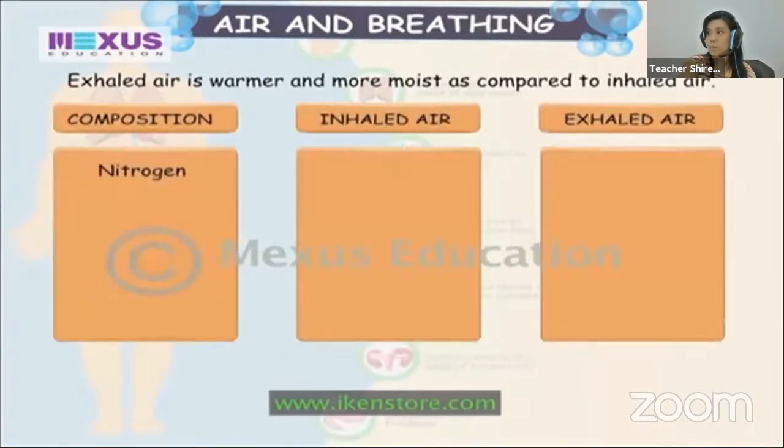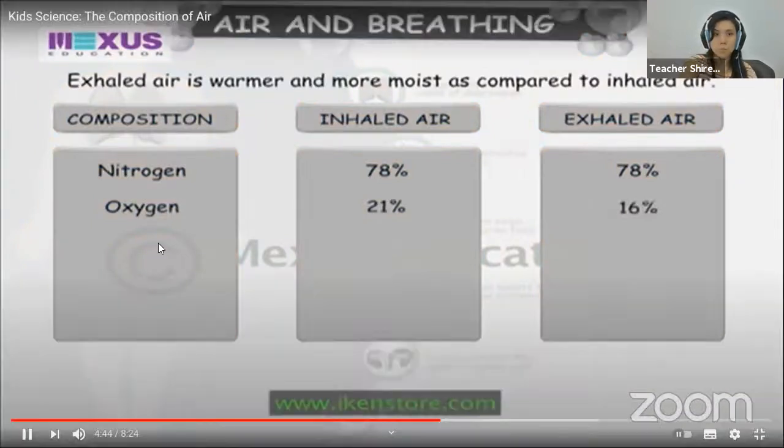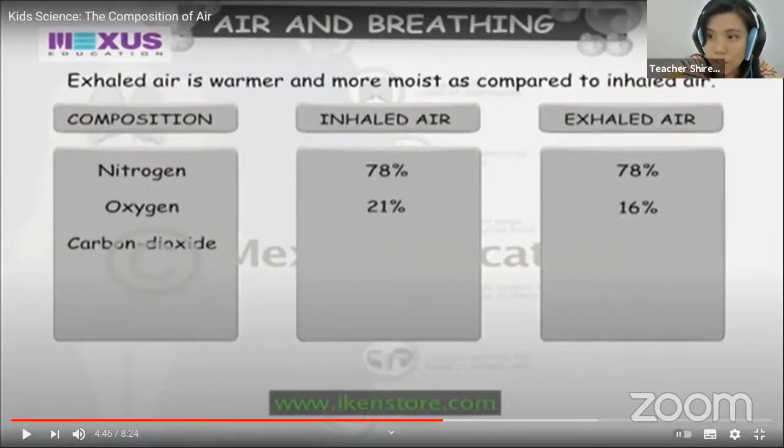Nitrogen, 78% in both inhaled and exhaled air. Oxygen, 21% in inhaled air and 16% in exhaled air. Carbon dioxide. Okay, we focus on the inhaled air because inhaled air is normal air, okay? Please type nitrogen, 78%.